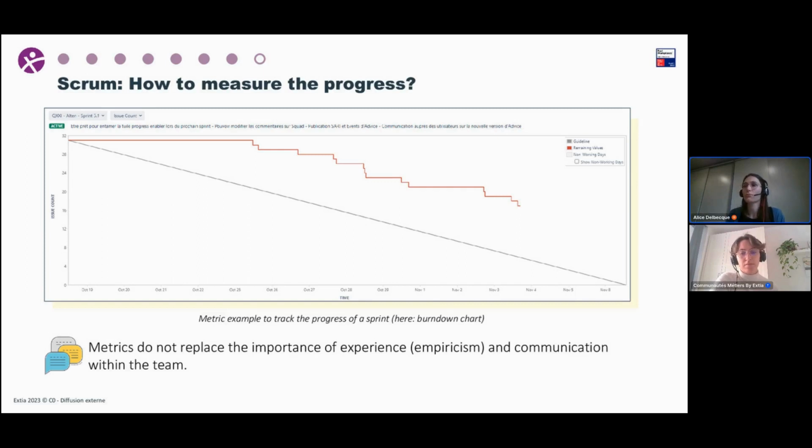So we should be able to follow the gray line that you can see on the picture. And the red line is what we are really doing, how we are doing. So at the beginning, we have all our items at the top because nothing is done. And in the end, we should have 0 because all our items should be done. This is the aim.